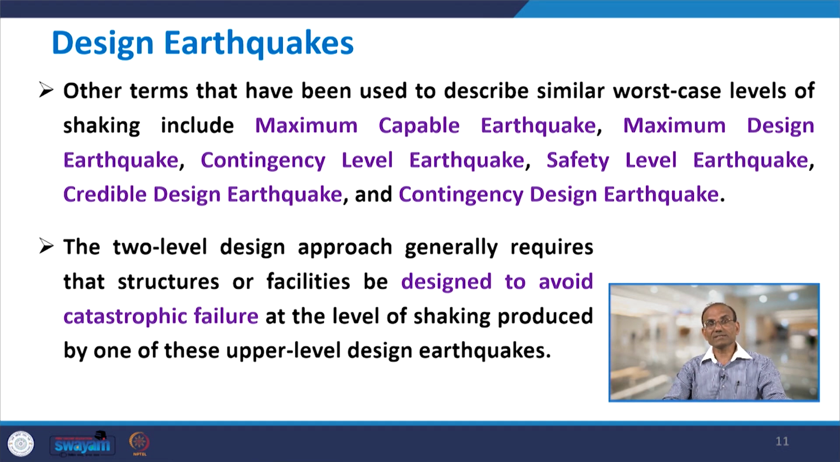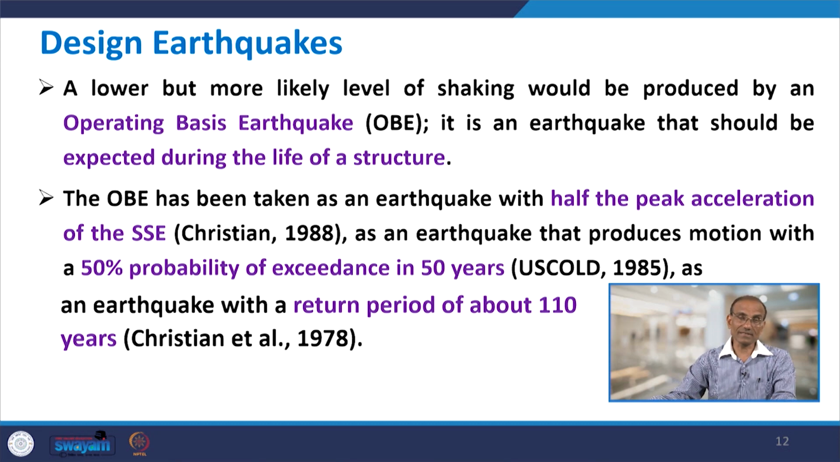The two level design approach requires that the structure be designed to avoid catastrophe. The first level is either MCE or SSE. So, the first level is to design to avoid catastrophic failure at that level of shaking, and the second one is the upper level design earthquake. On one side you have MCE or SSE, on the other side you have OBE. So, when we design our facility and structure, it may be designed for MCE and OBE.